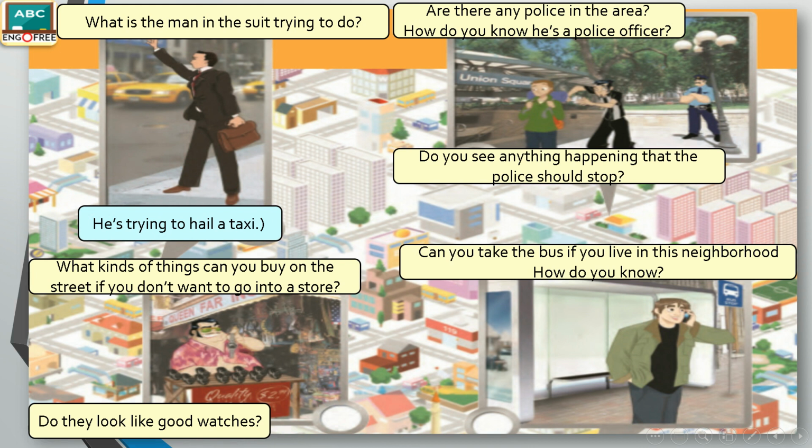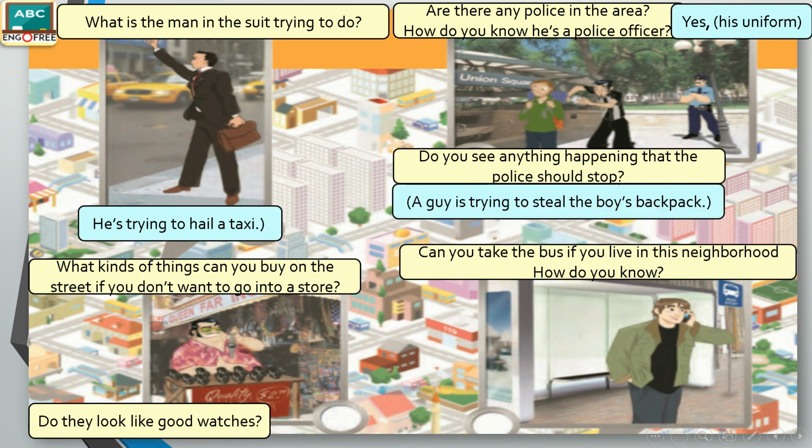Go to picture 7. Look at the picture. Are there any police in the area? How do you know he is a police officer? Yes, there is a police officer. He wears his uniform. Do you see anything happening that the police should stop? Yes, I can see a guy is trying to steal the boy's backpack.